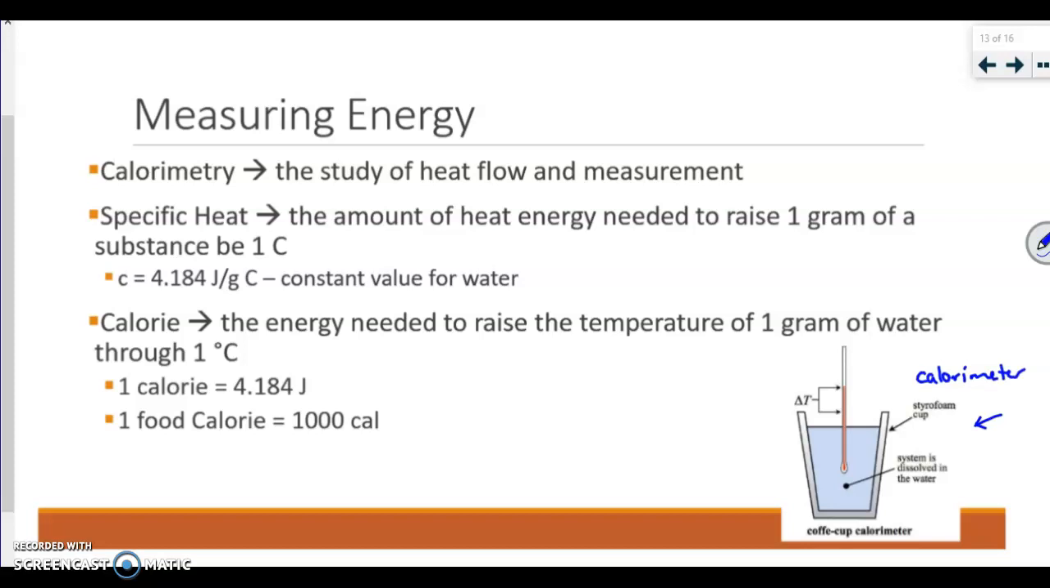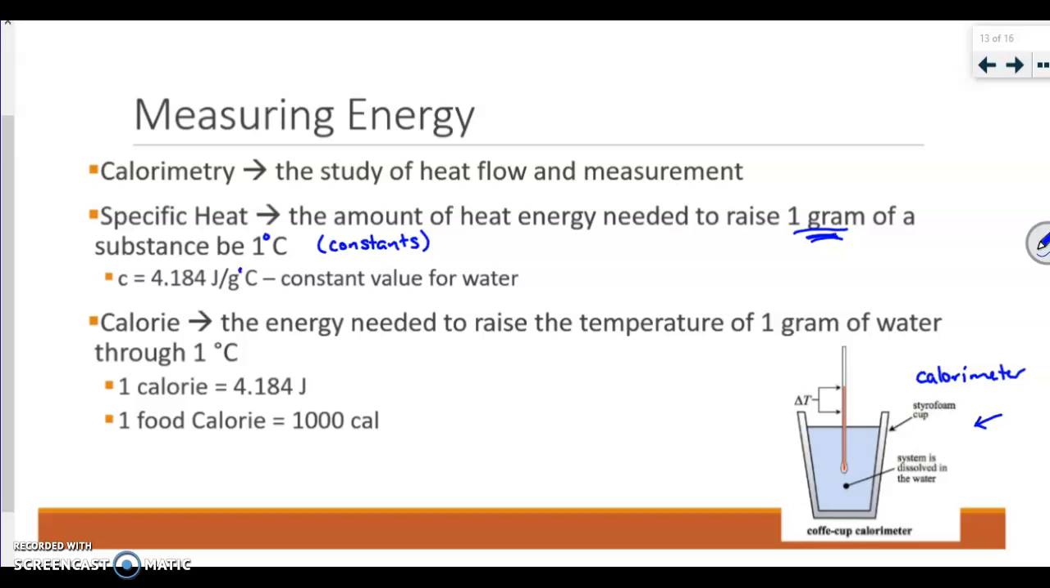Let's talk about a few key terms. We have something called specific heat. Specific heat is defined as the amount of heat energy needed to raise 1 gram of a substance by 1 degree Celsius. Because it is only raising 1 gram of whatever the substance is, these are constants, which means they are numbers that do not change. They are always used for a specific substance.